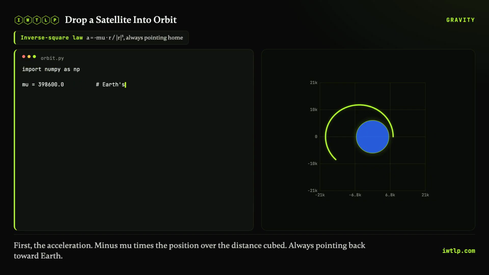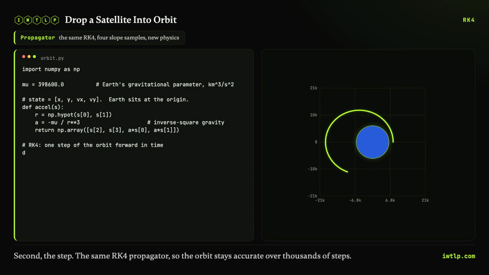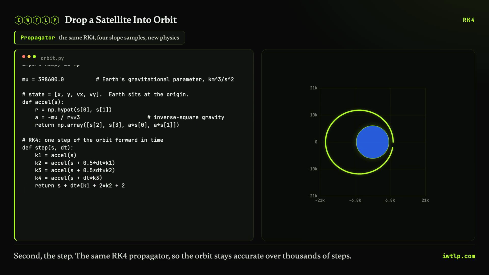First, the acceleration. Minus mu times the position over the distance cubed, always pointing back toward Earth. Second, the step. The same RK4 propagator, so the orbit stays accurate over thousands of steps.